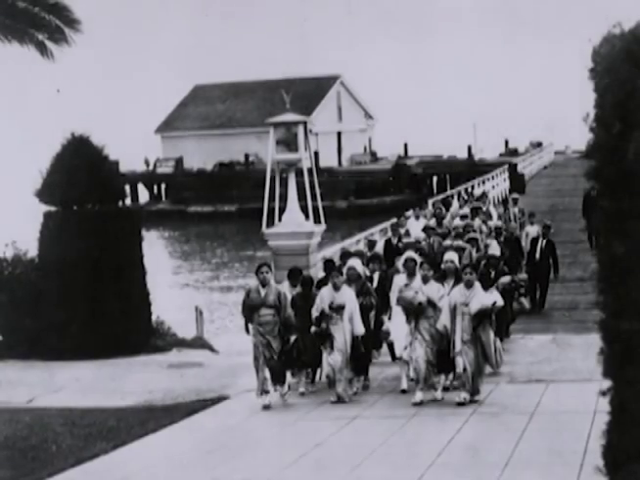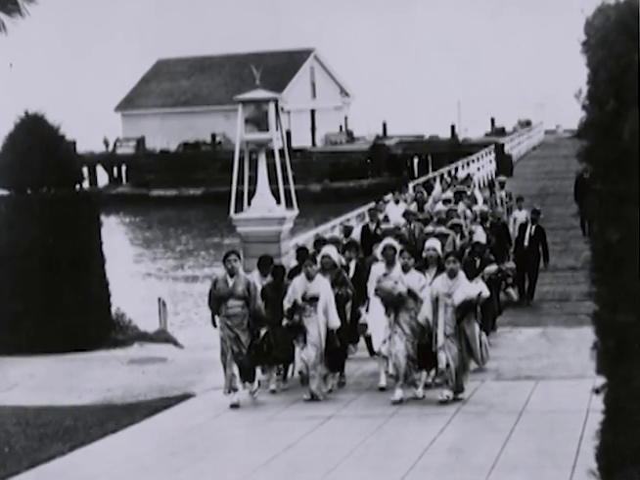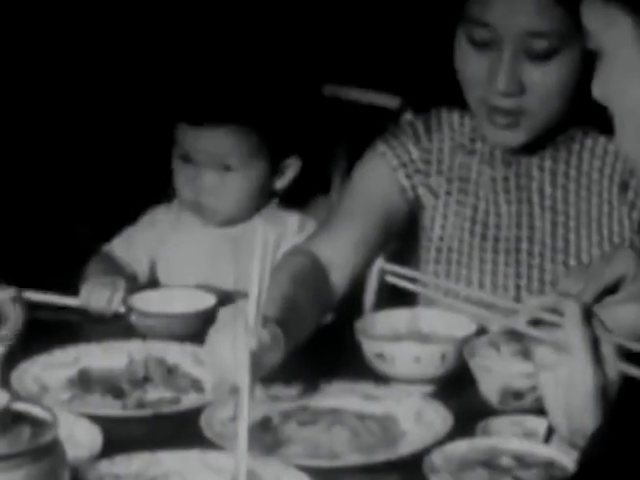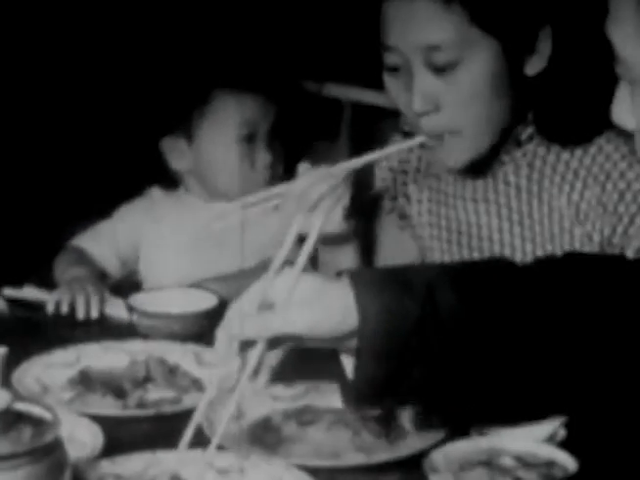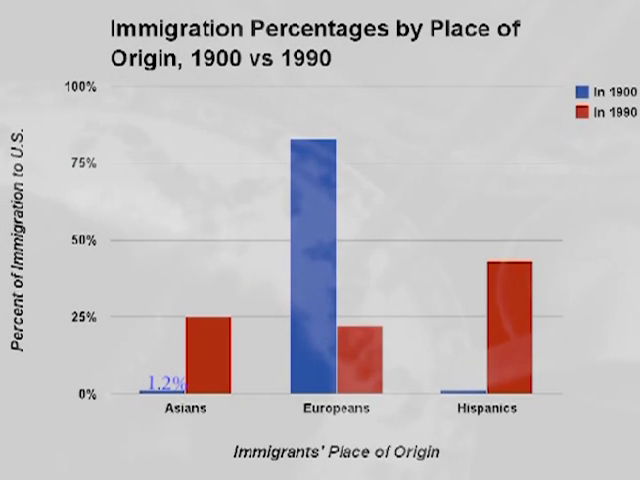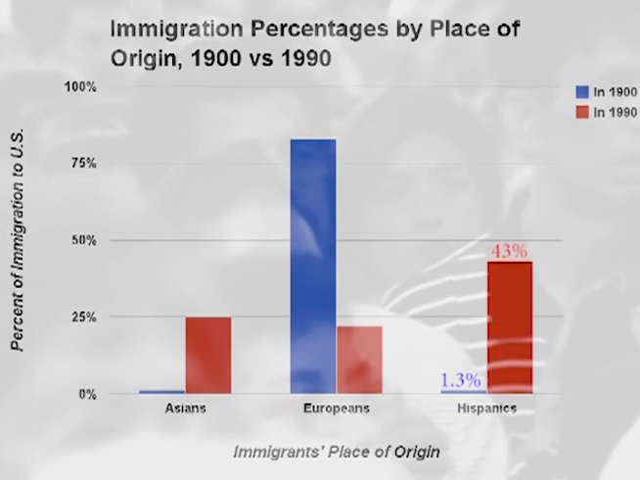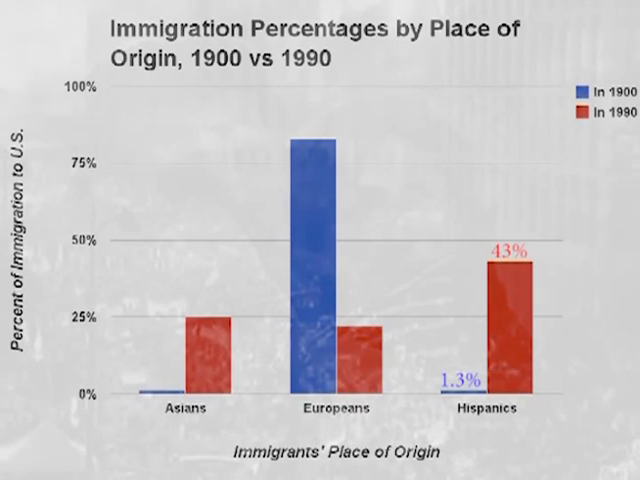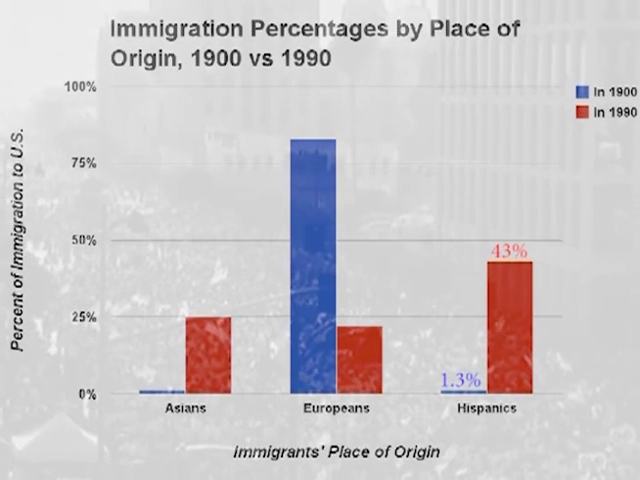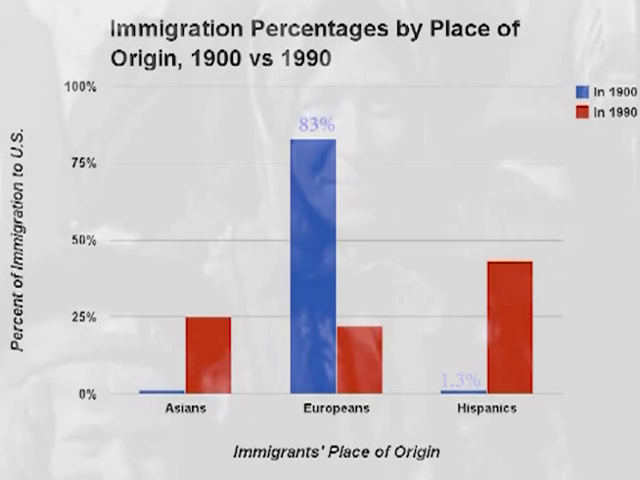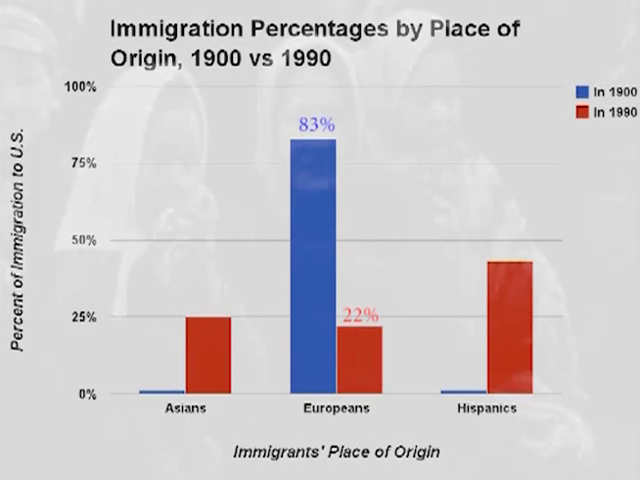The passage of the Hart-Celler Act increased overall immigration. The backgrounds of the immigrants entering the U.S. changed as well. In 1900, Asians made up about 1.2% of immigrants, but by 1990 that number had changed to about 25%. Hispanic immigration over the same time period changed from 1.3% to 43% of total immigration to the U.S. Meanwhile, European immigrants as a percentage of total immigration decreased from 83% to 22%.